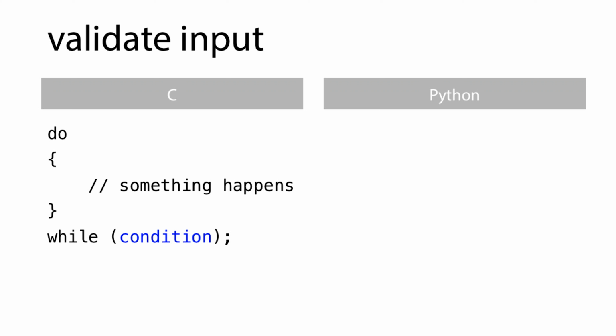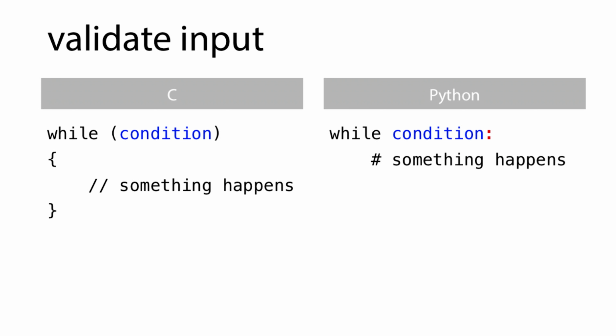Okay, so now how do we validate the input? Well, typically we might use a do-while loop in C. Now Python doesn't have an equivalent for the do-while loop. It does, however, have an equivalent while loop. So how do we use the while loop and make it into a do-while loop?